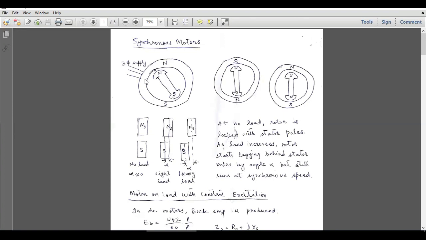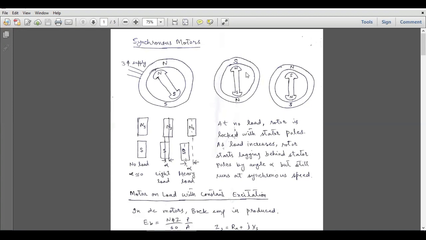That magnetic field will interact with the magnetic field of the stator, so that the north pole of the stator will attract the south pole of the rotor. Similarly, the south pole of the stator will attract the north pole of the rotor, and the synchronous speed will be the speed of the revolving magnetic field. As a result of the attraction between the stator magnetic field and the rotor magnetic field, the rotor will be locked with the stator magnetic field, and it will also rotate at the synchronous speed.